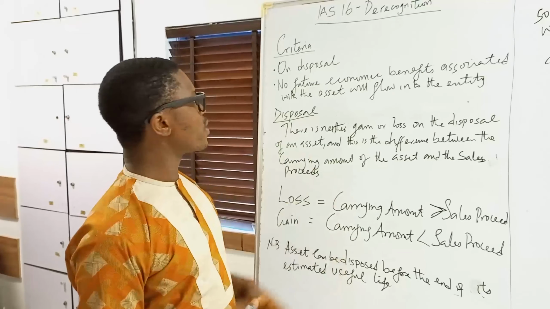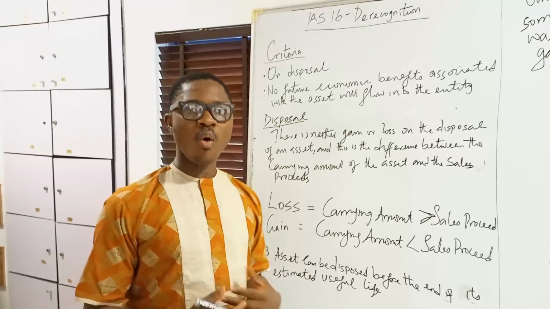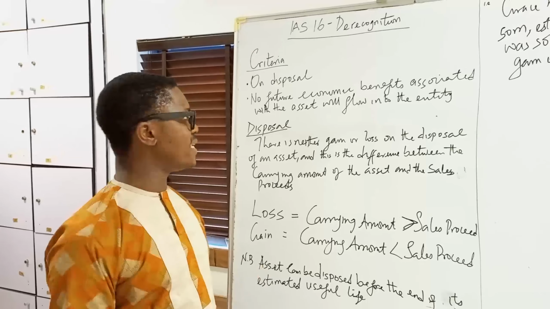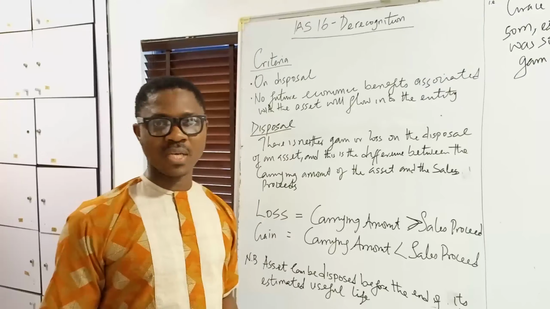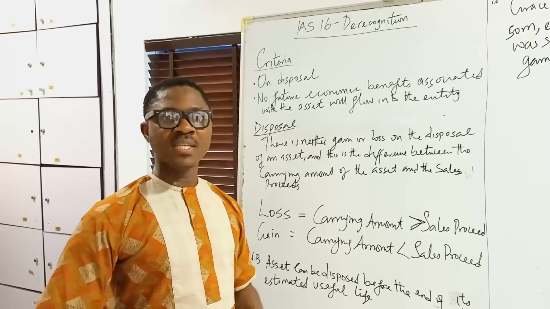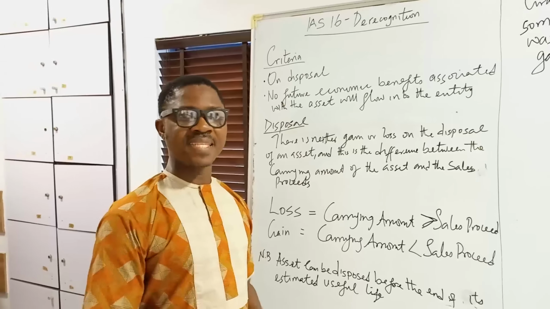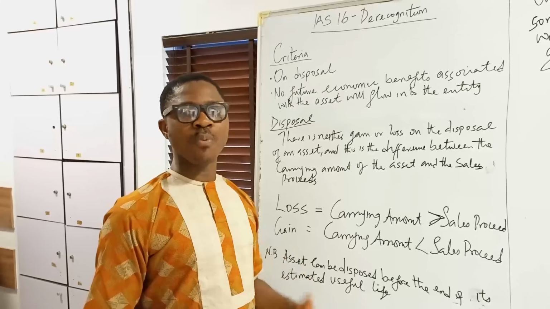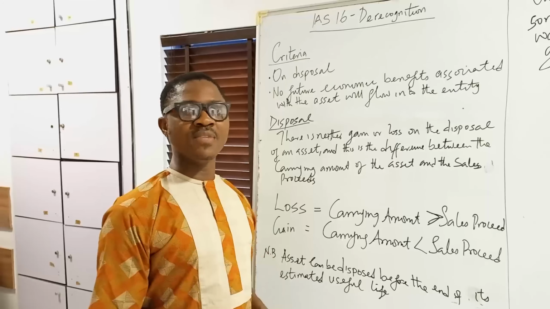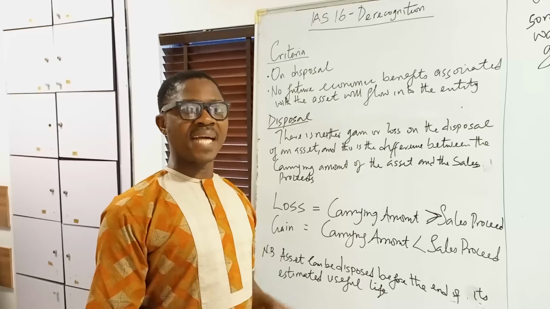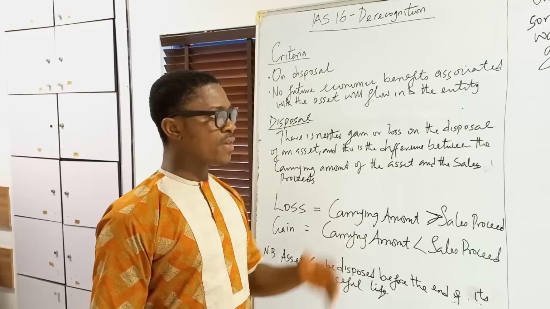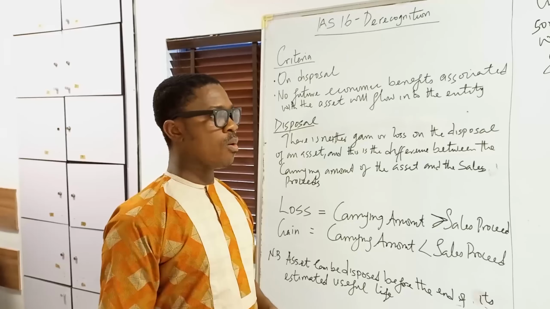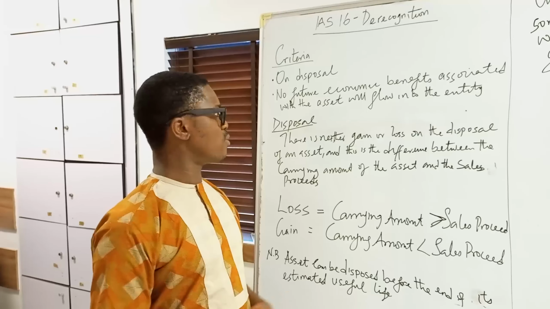Having said that, we go to the derecognition criteria. On what basis should an asset be derecognized in the books of an entity? One, on disposal. What does this mean? On disposal simply means that at the point the asset is to be sold out, and note that an asset can be disposed of either before the end of the estimated useful life or at the end of the estimated useful life. In the course of this section, we would buttress this with scenarios.